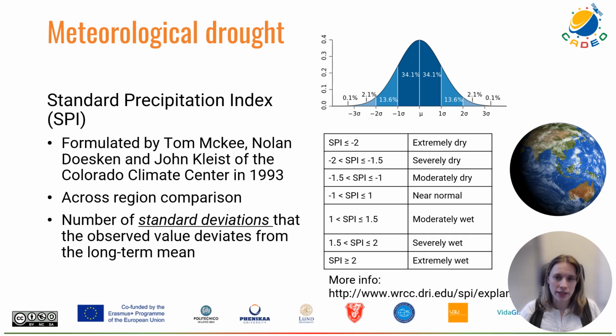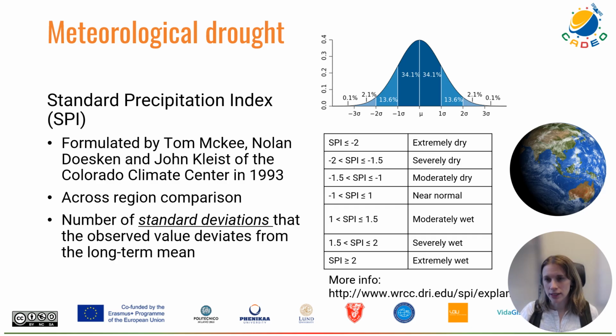And what it measures is basically the number of standard deviations that the observed value deviates from the long-term mean. So we first have to establish a mean period, a long-term mean period: what is the long-term mean, what is the normal situation, and then we look at the number of standard deviations. And in this chart up here, we can see the normal distribution. So if your data is normally distributed like this, you have most values occurring around the mean value.